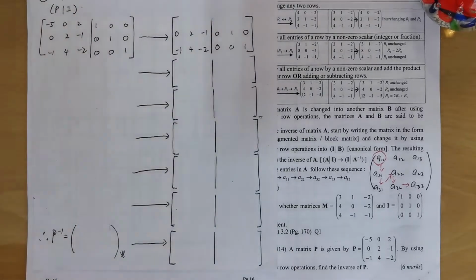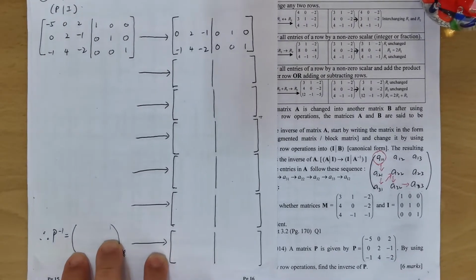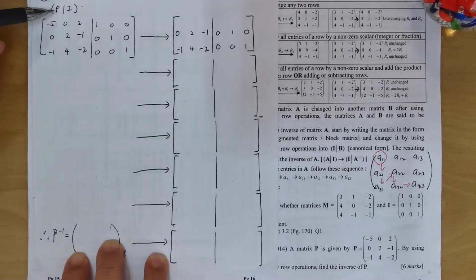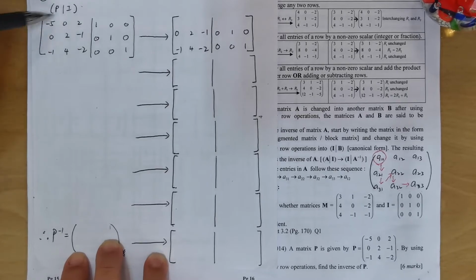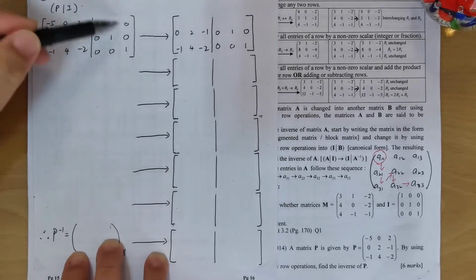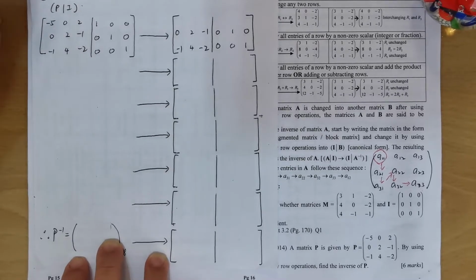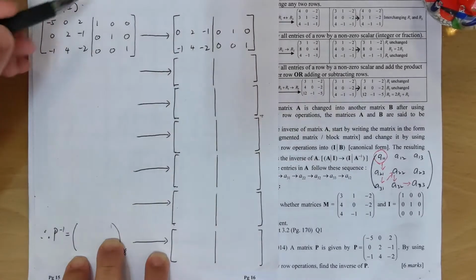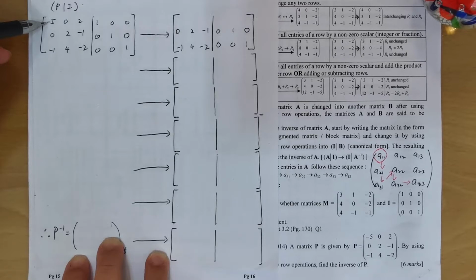Okay, so let's start. As we say, first step, we write it in augmented form, P, I. So this is matrix P, draw a line, this is identity. As we say, the first element that we are going to change is this one. So I'm going to change -5 to become 1.